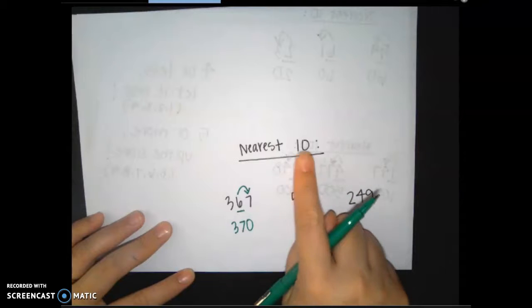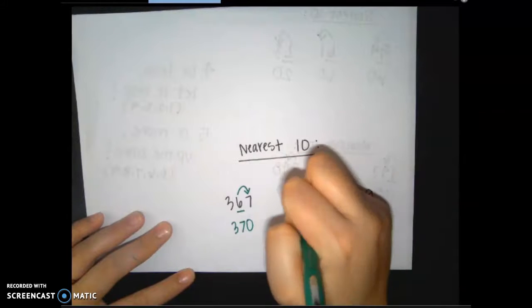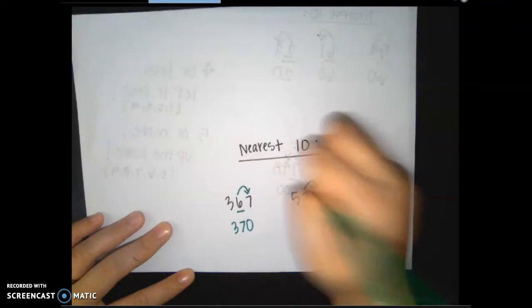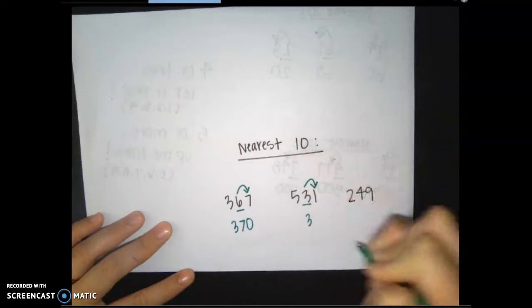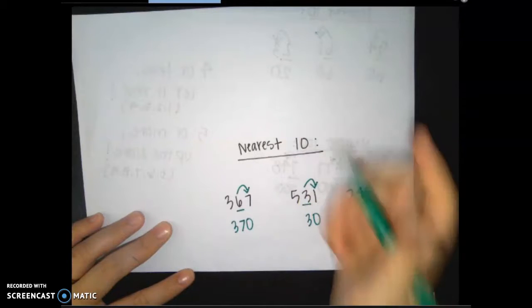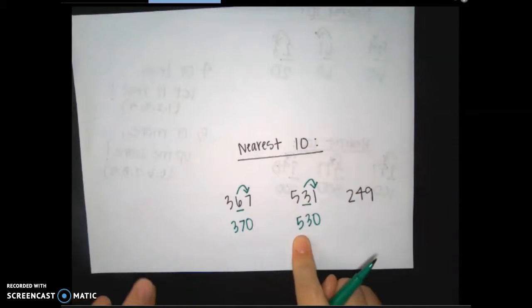Let's look at 531. To the nearest 10. Underline my tens, put an arrow to the 1 place value. 1 tells me to let it rest. I'm not going to do anything with it. So 3 stays, 1 becomes a 0, and the 500 stays.